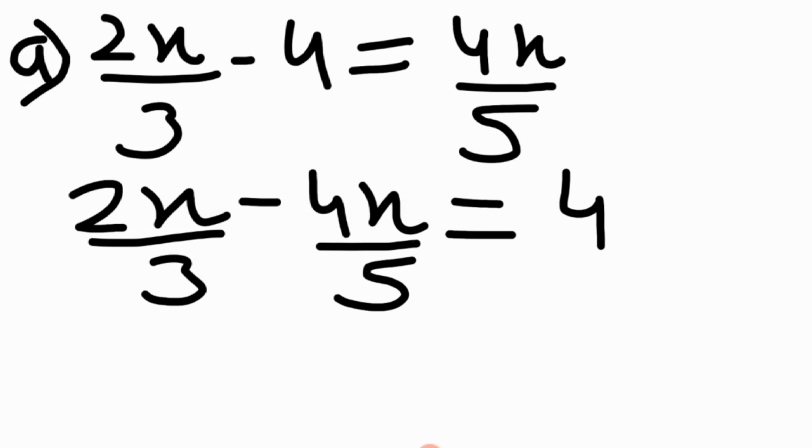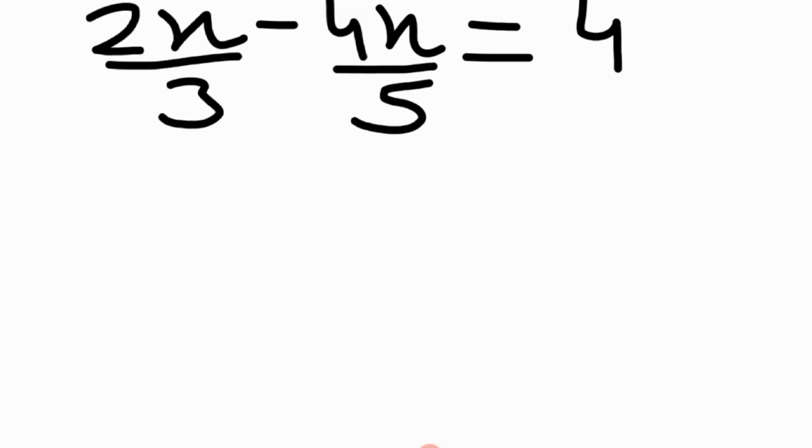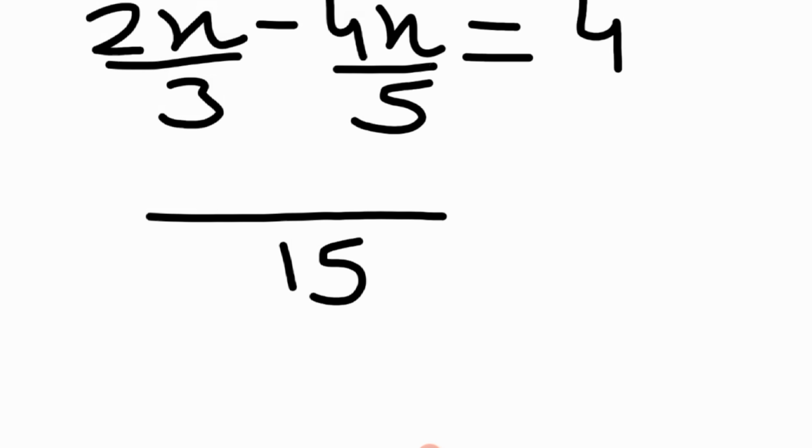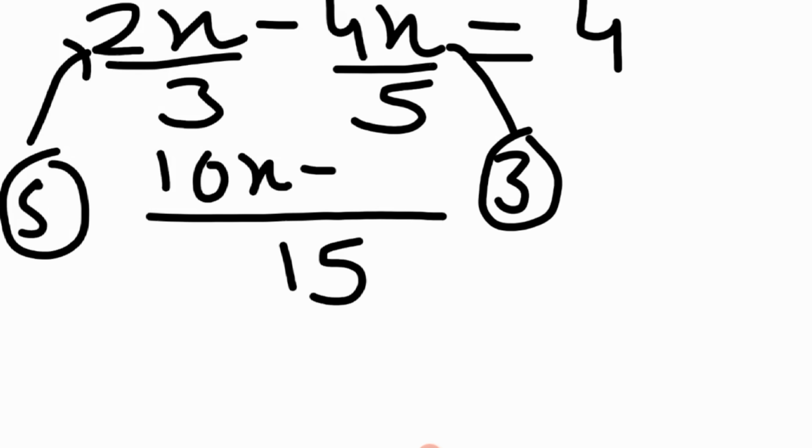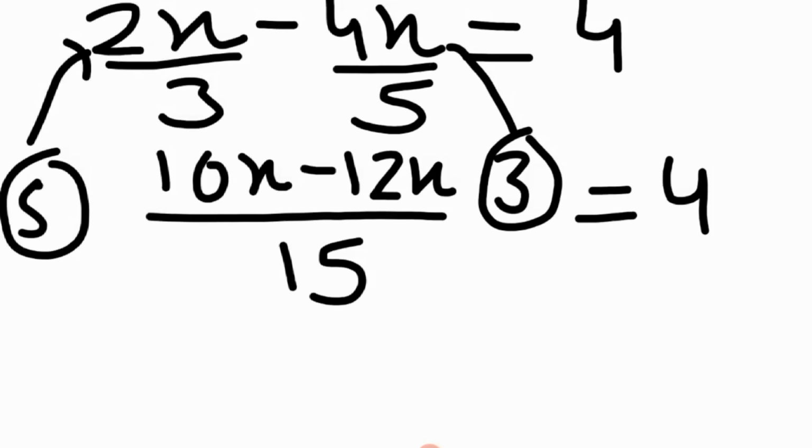Now we are taking the LCM of 3 and 5. The LCM of 3 and 5 is 15. In the table of 15, if we divide 15 by 3, what do we get? 5. And if 5 is multiplied by 2x, then our answer is 10x. The sign continues, that is, negative sign. If we multiply 5 to 3, then we get 15. And 3 is multiplied to 4x, then our answer is 12x. And it is equal to 4, which is already on the right hand side.